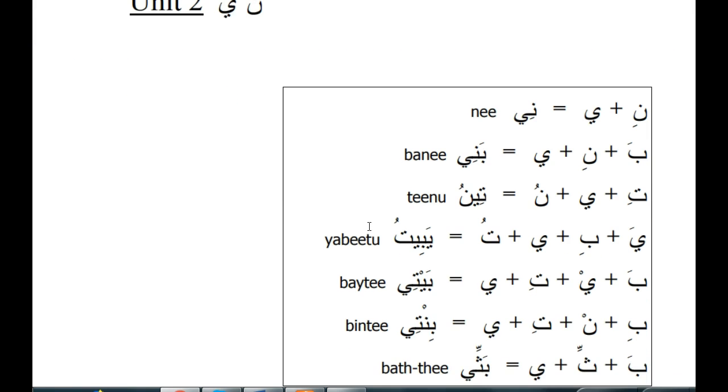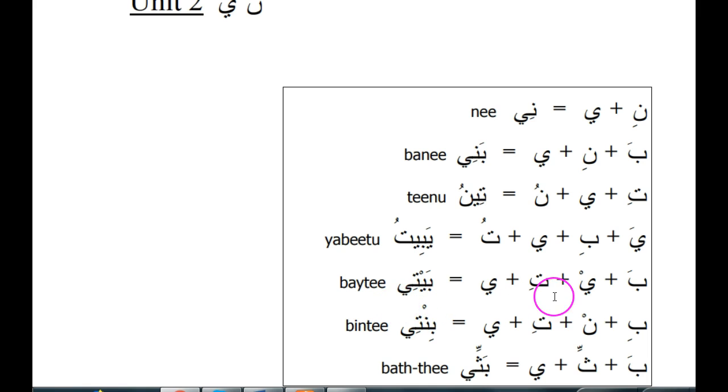So let's read it. Nun kasra ya, ni. Ba fatha nun kasra ya, bani. Ta kasra ya, nun dhamma, tinu. Ya fatha ba kasra ya, ta dhamma, yabitu. Ba fatha ya sukun ta kasra ya, baiti.